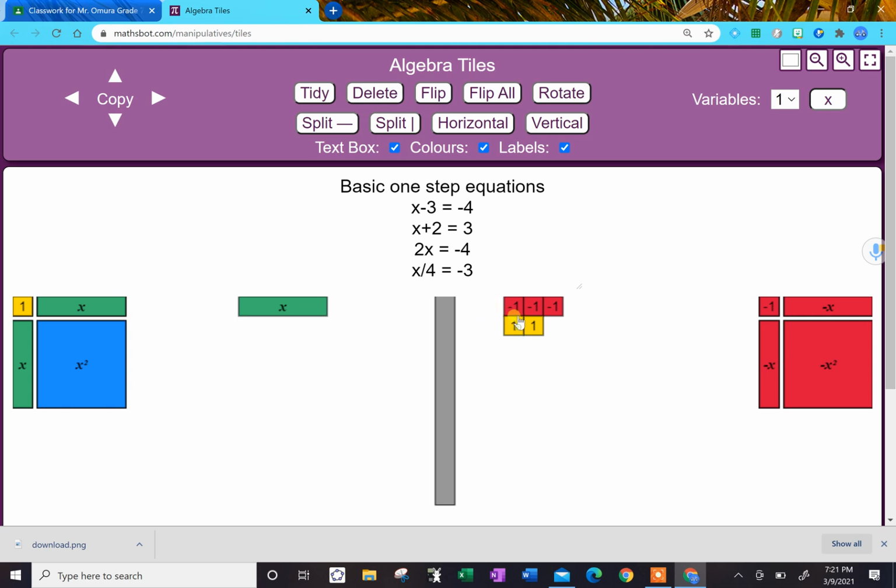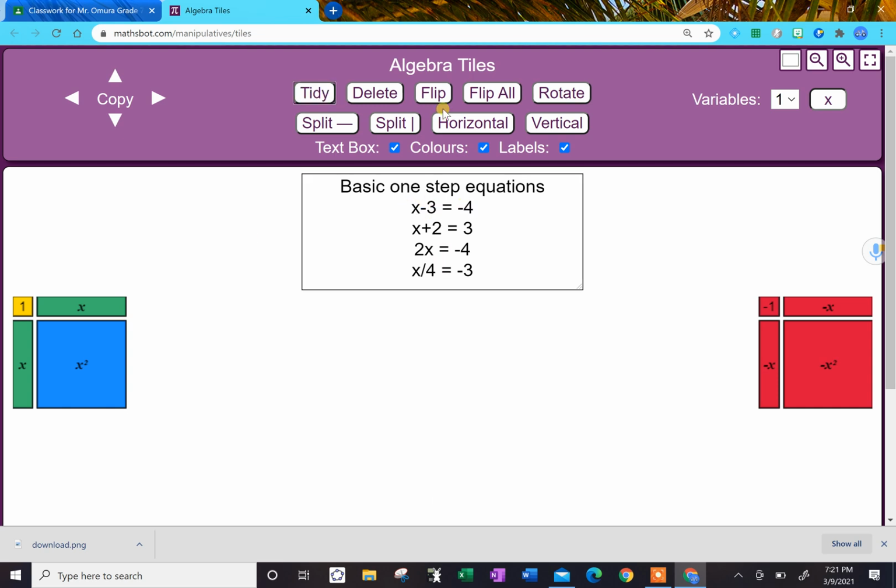And I can do that over here. And when I do, the only thing I have left is x equals negative 1. Well, that should make sense because if I had negative 1 minus 3, it would equal negative 4. I'm going to do another example very quickly.